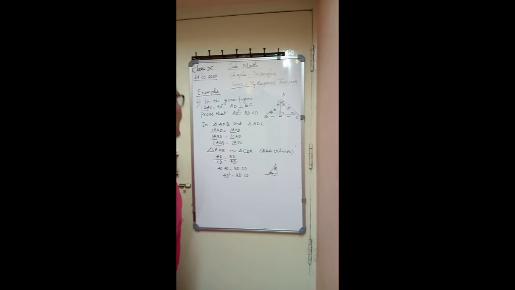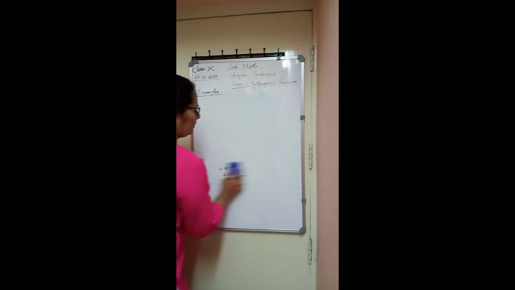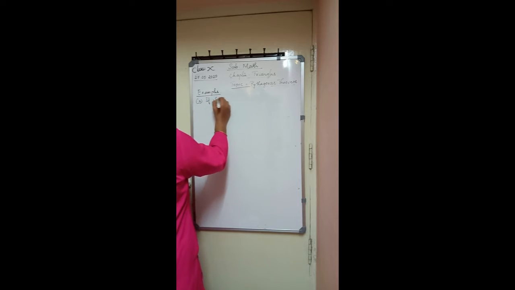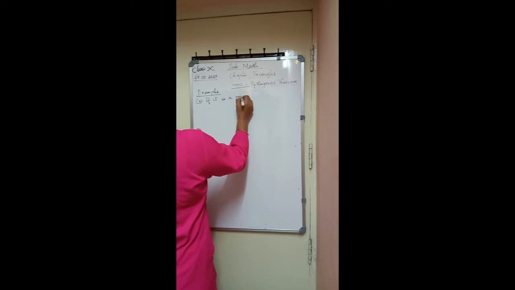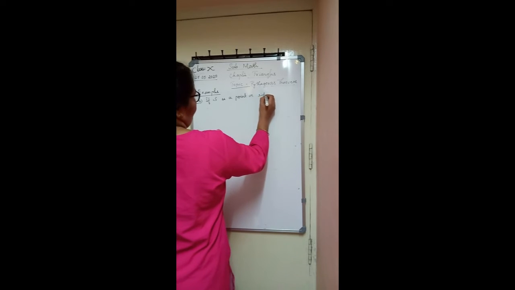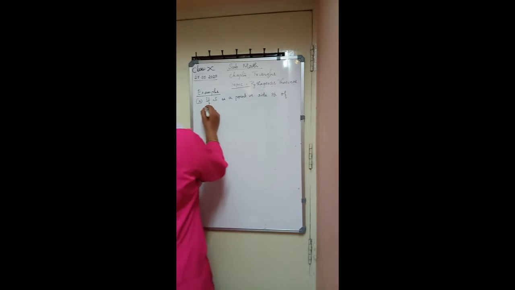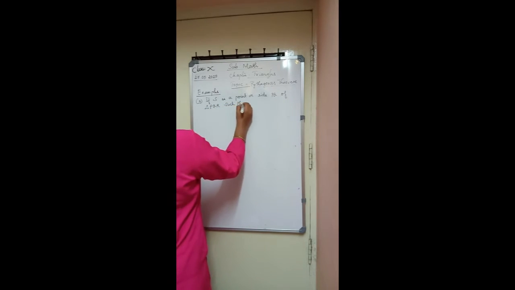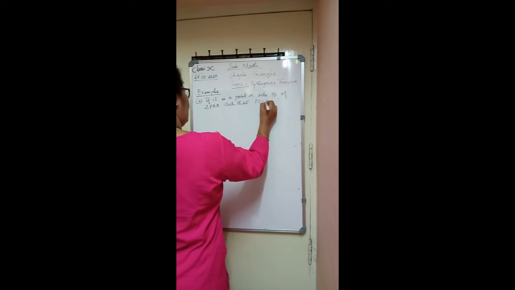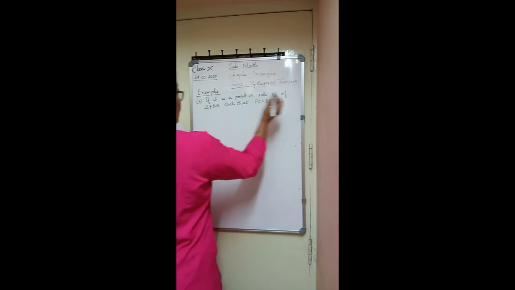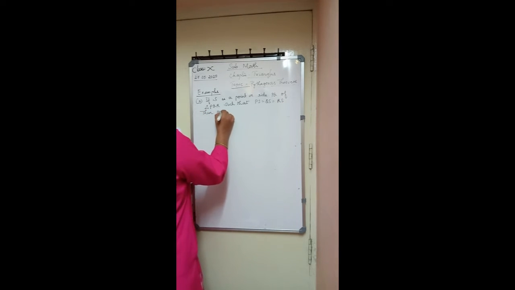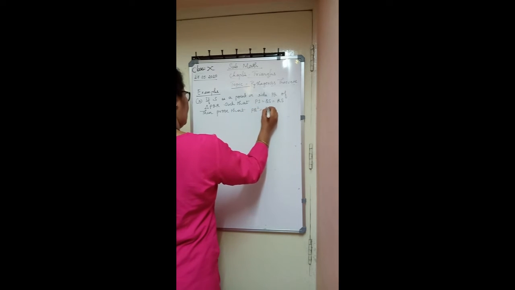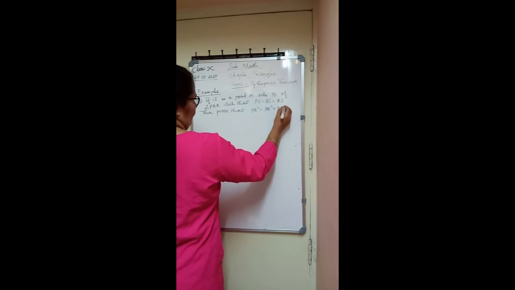Okay. Next example. Example 3. If S is a point on side PQ of triangle PQR such that PS equals QS equals RS, then prove that PQ square equals PR square plus QR square.